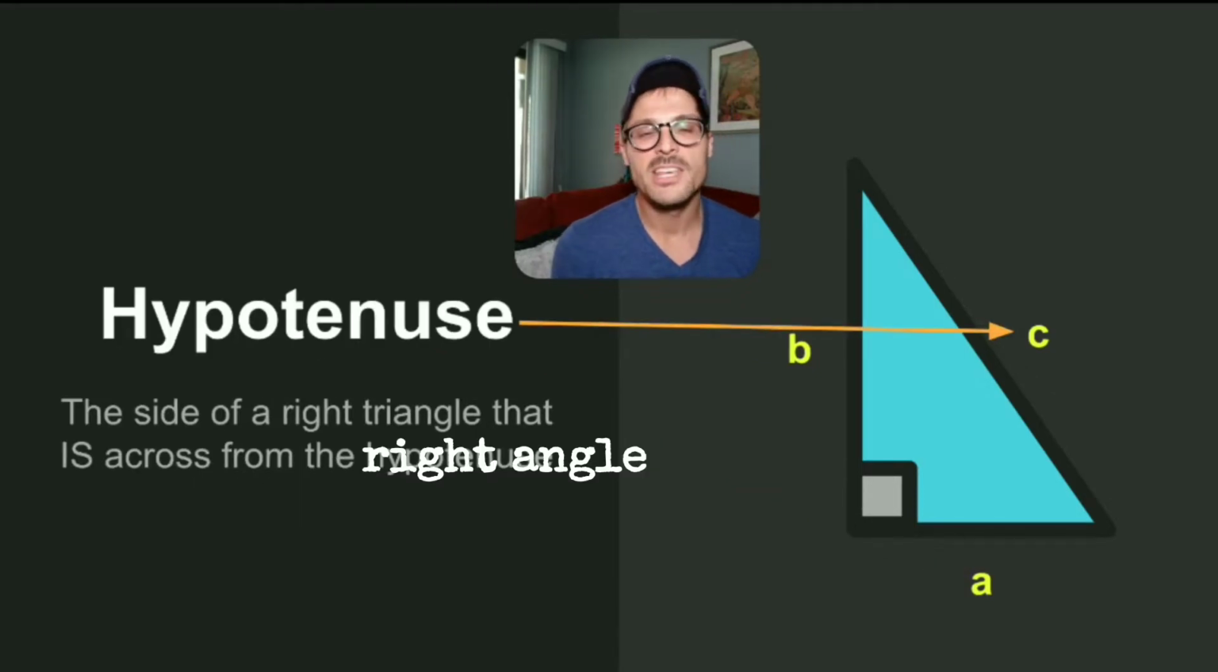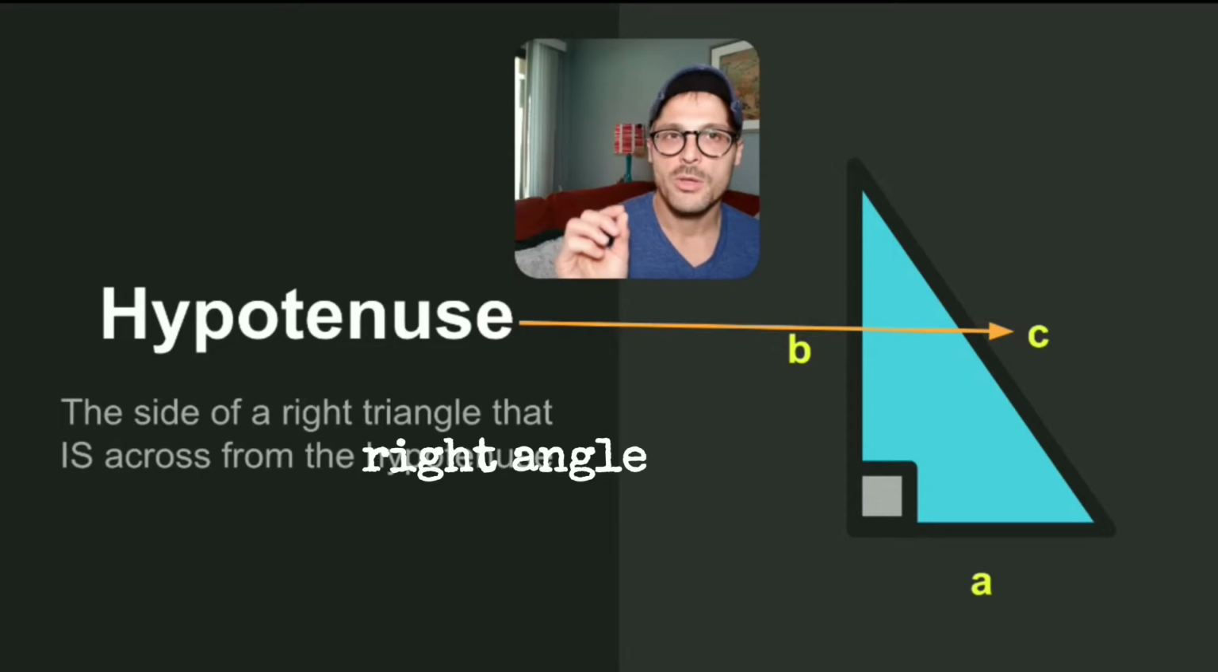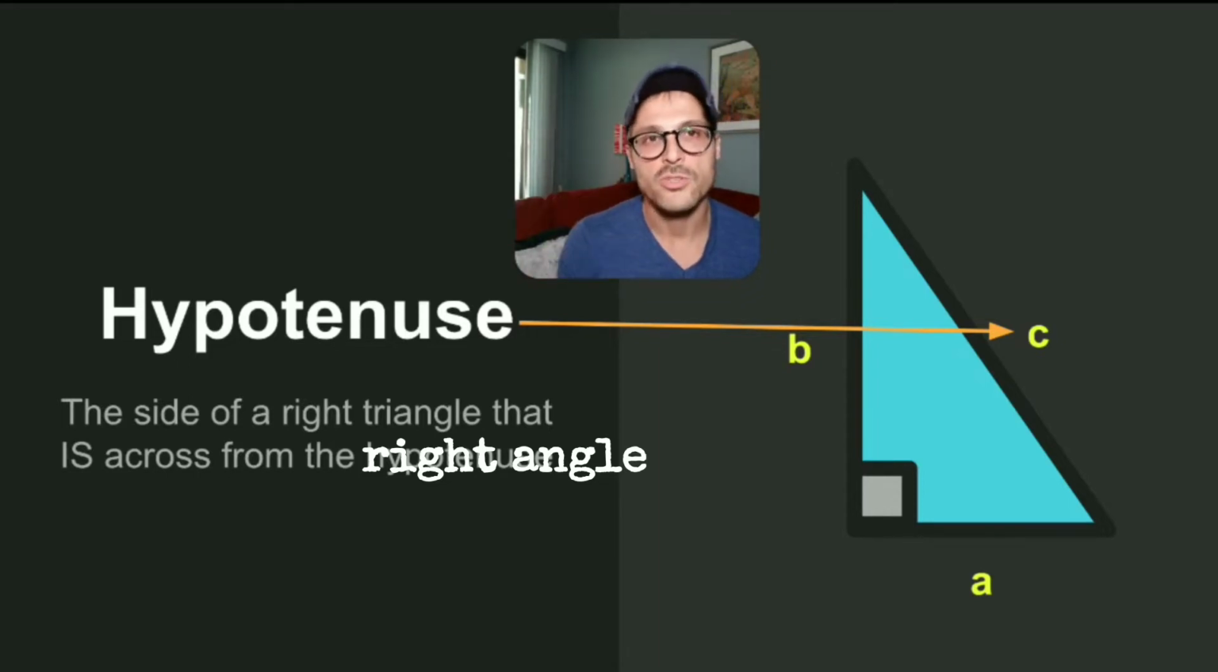The hypotenuse is the side of the triangle that is across from the right angle. These words, legs and hypotenuse, are specific to right triangles. So if a triangle is not a right triangle, it can't have a hypotenuse. If a triangle is not a right triangle, it can't have legs. Legs means specifically that those sides form a right angle. If you have any other triangle than a right triangle, we just call them sides.